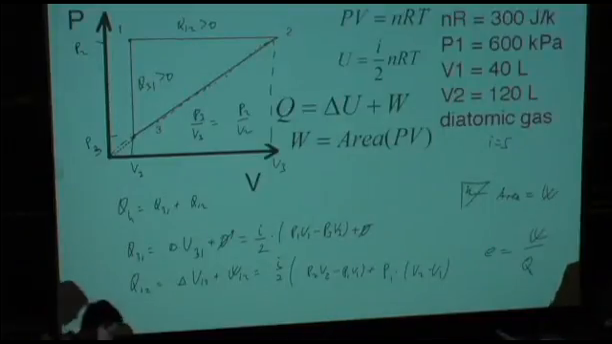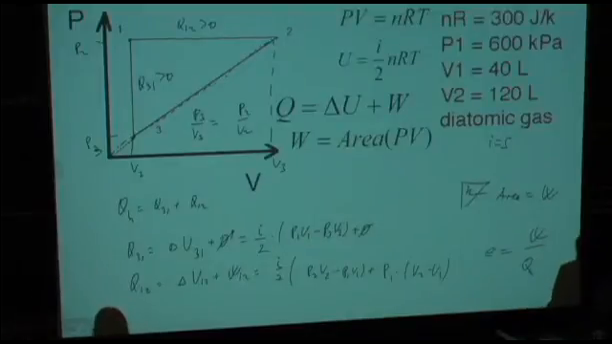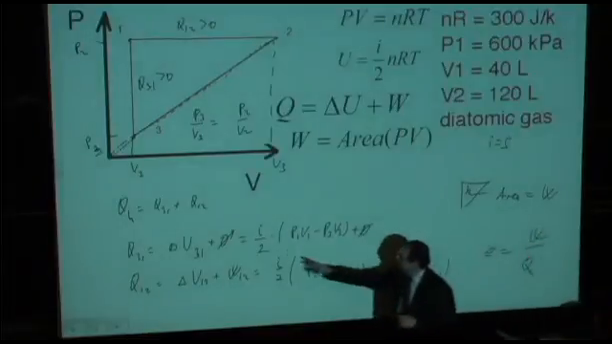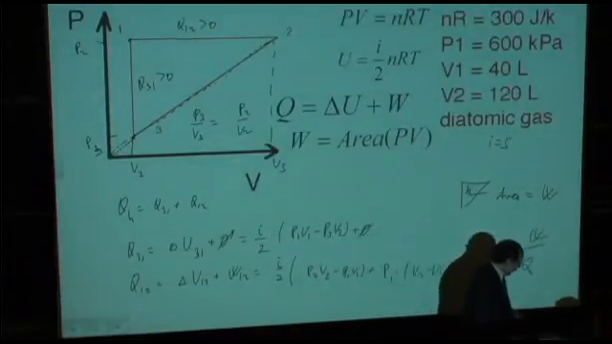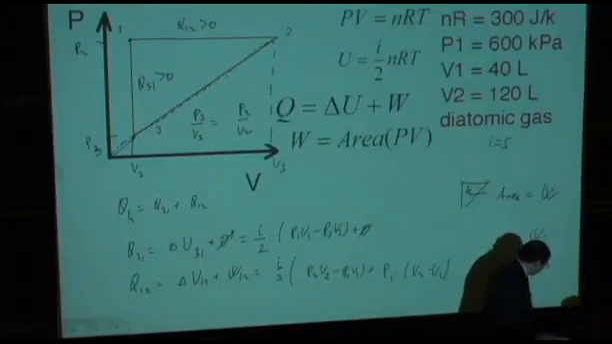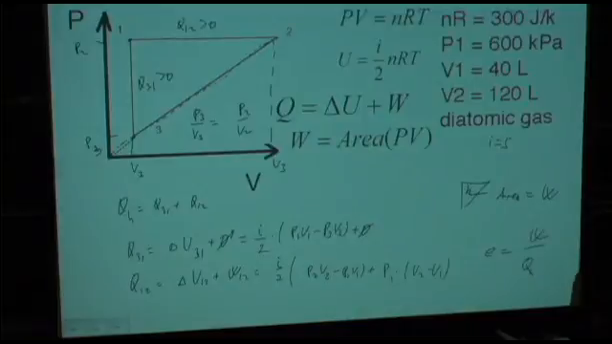I is the van 't Hoff factor? Which I? The little I. Is that the number of atoms? No, it's not the number of atoms. It's the number of degrees of freedom of that atom or molecule. In this case, if it's a diatomic gas, I don't know how you're supposed to calculate it.